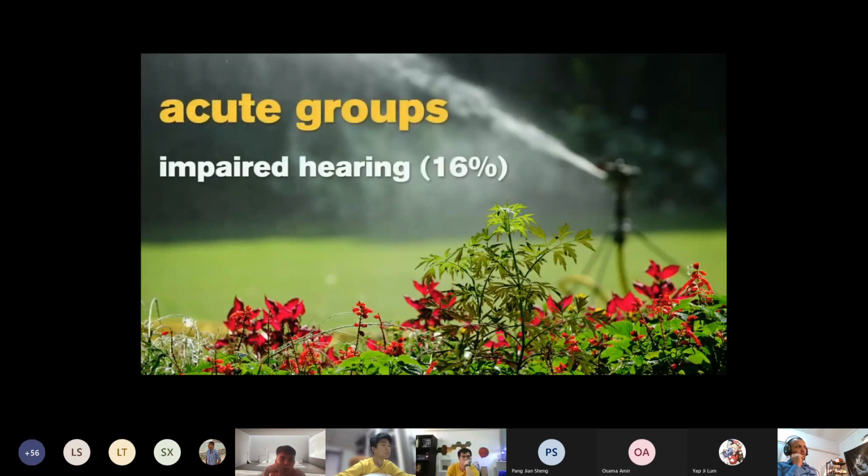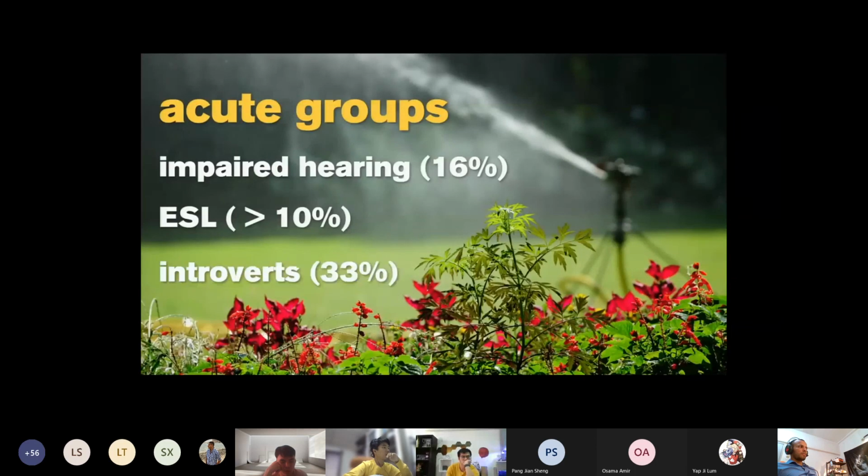For example, those with hearing impairment. Now, that's not just deaf children. That could be any child who's got a cold, glue ear, an ear infection, even hay fever. On any given day, 1 in 8 children fall into that group. Then you have children for whom English is a second language, or whatever they're being taught in is a second language. In the UK, that's more than 10% of the school population.